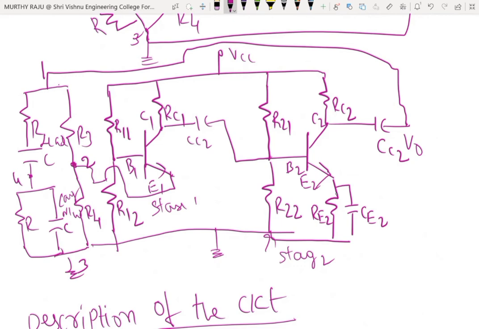In the second stage, the emitter terminal is connected to RE2 and CE2, connected in parallel and connected to ground. CE2 is across RE2. In the first stage, the emitter terminal E1 is connected to point 2. The resistance R4 is connected between 2 and ground, and provides some negative feedback. Due to that negative feedback, oscillations are stabilized. Finally, a stabilized sine waveform is produced like that. This is the time period. Frequency of oscillations is 1/T.